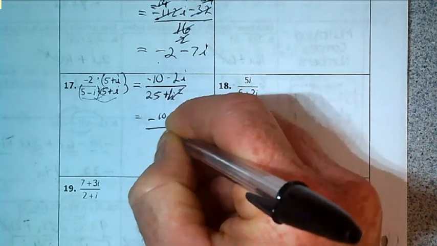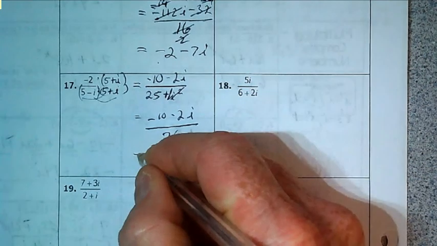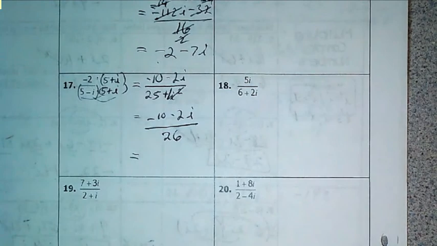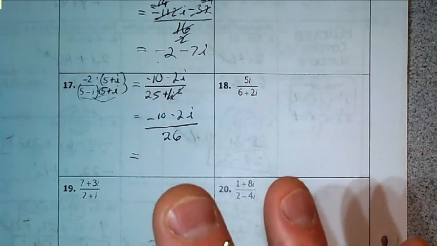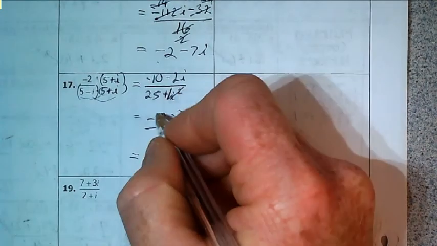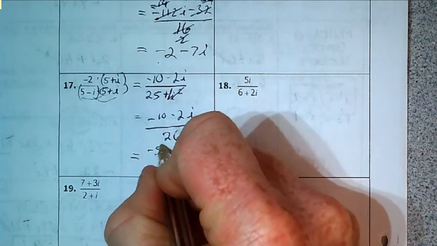Now, is there a common factor? 2. Divide them all by 2. So negative 10 divided by 2 is? Negative 5. Negative 2i divided by 2 is?